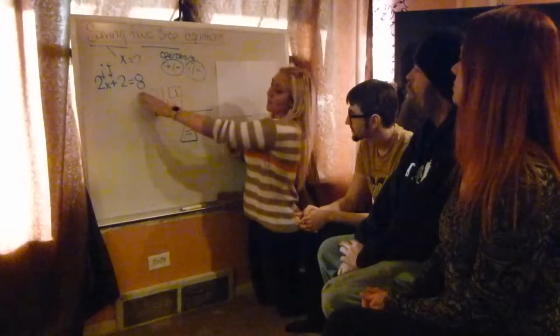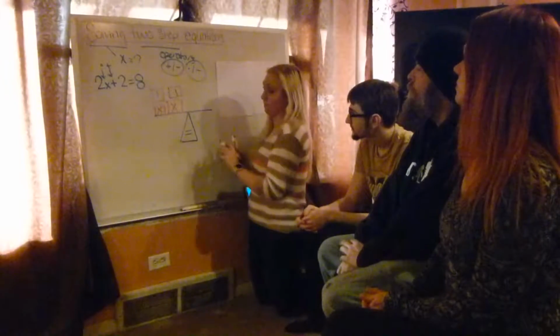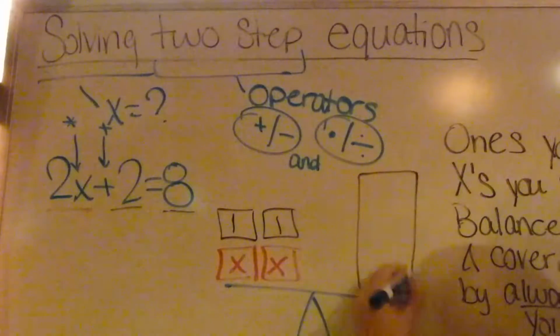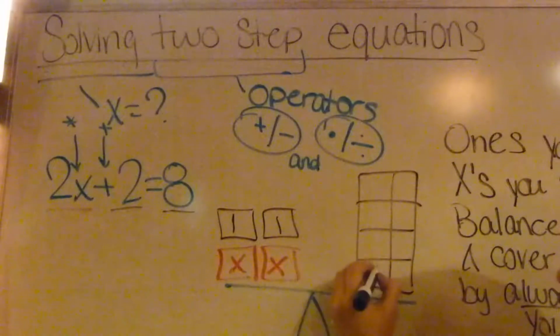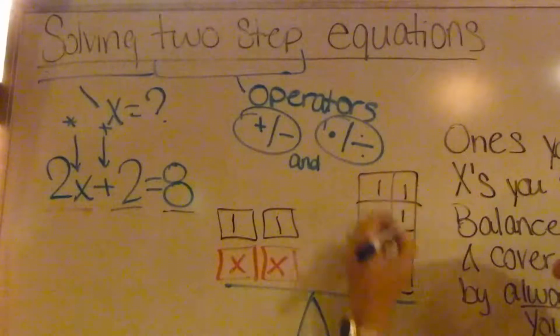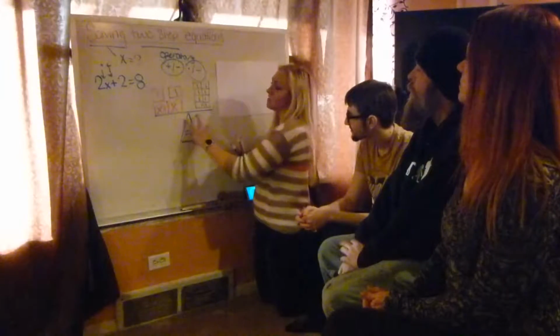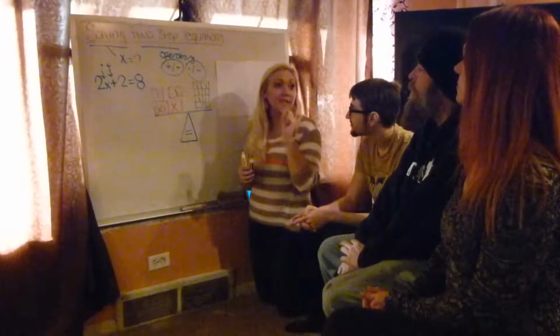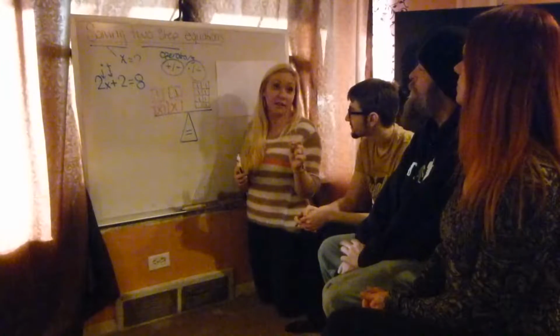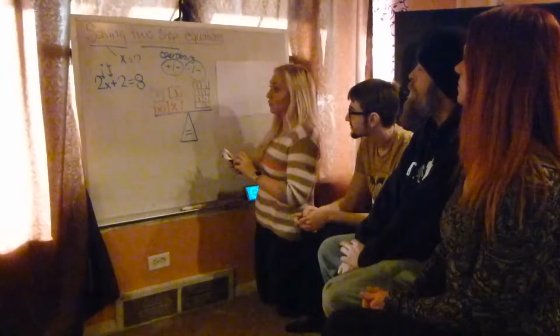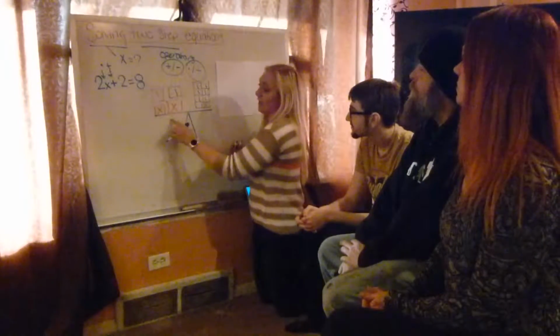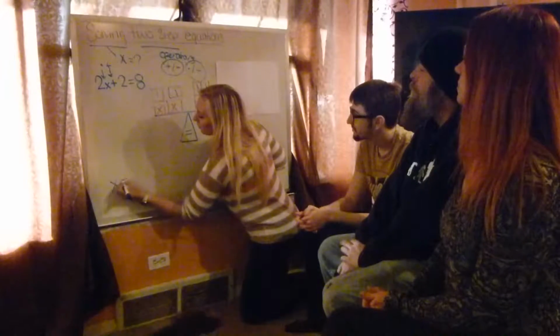Okay? And then on the other side, what do you think we're going to have? 8. 8, exactly. Okay, we've got 8 1 blocks. And these two things are balanced, and we need to make sure that we keep our equations balanced, otherwise we're going to get the wrong answer. So the first thing we're going to do here is we're going to try and get x all alone, just like our original goal, okay?